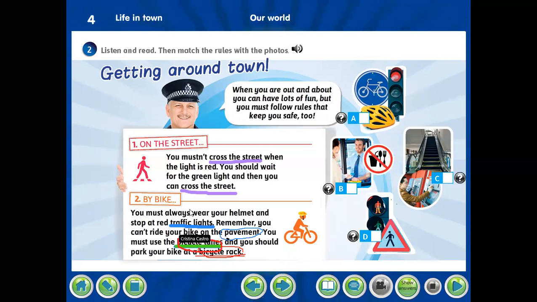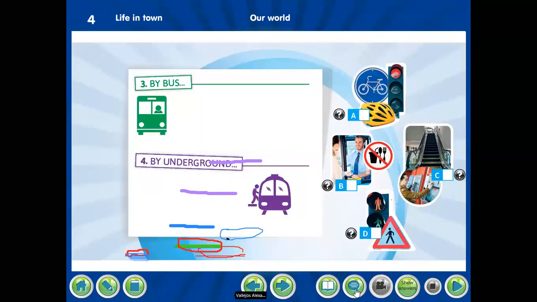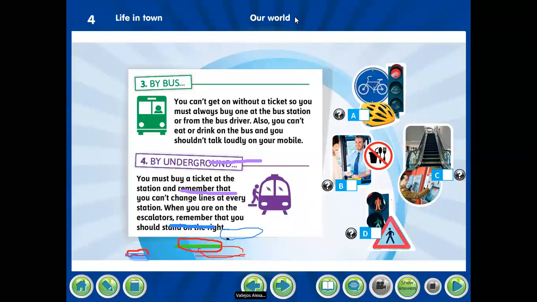In your books, please, the same. Identify the vocabulary. Very good, Sofia. Very good, Fabrizio. Park. Good. The same, please, in number three and number four. Identify the vocabulary we learned. Okay. Ticket. Very good, Andres.